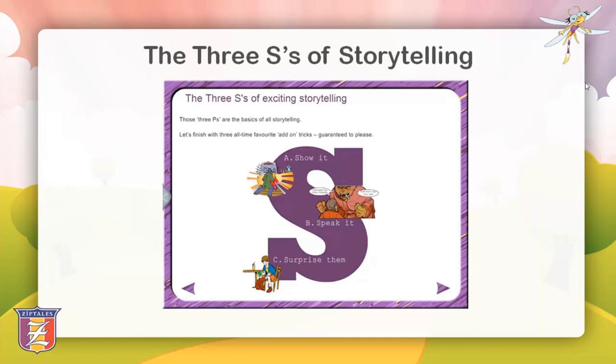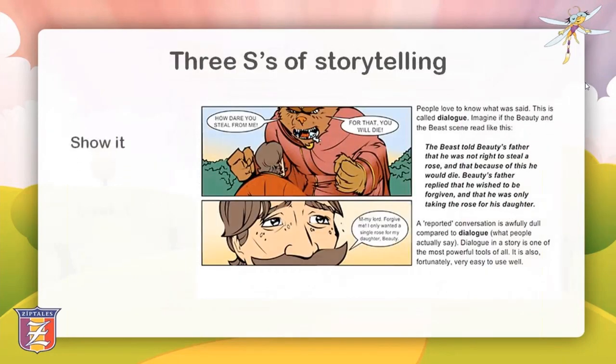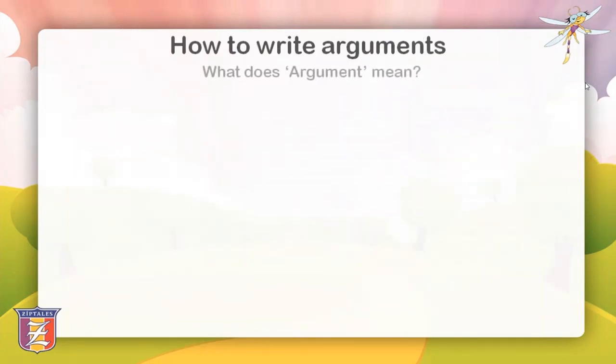Show it, speak it, surprise them. This part of the lesson delves into the importance of detail, dialogue, and the need for narrative twists. Examples are given of each. Don't forget the Australian curriculum lessons too, such as What's in a Story and Making Stories Interesting, Years 1 and 2, Imaginative Texts, Years 3 and 4, and Creating Imaginative Texts, Years 5 and 6.